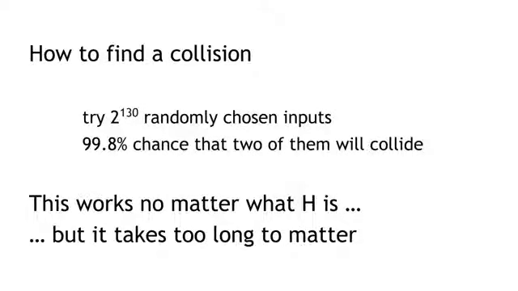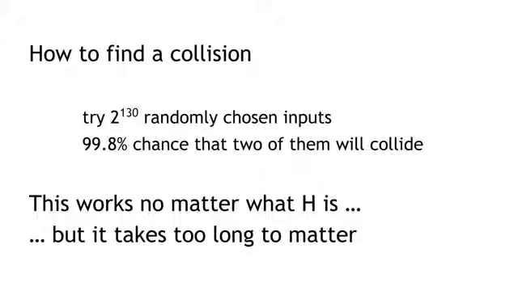But this doesn't really matter. The reason it doesn't really matter is that this procedure takes 2 to the 130 steps in order to get to that high probability. So we can say something like this. If every computer ever made by humanity was computing since the beginning of the entire universe up to now, the odds that they would have found a collision is still infinitesimally small. So small that it's way less than the odds that the Earth will be destroyed by a giant meteor in the next 2 seconds, which didn't happen. Okay, so we know how to find a collision, but this method takes too long to matter.